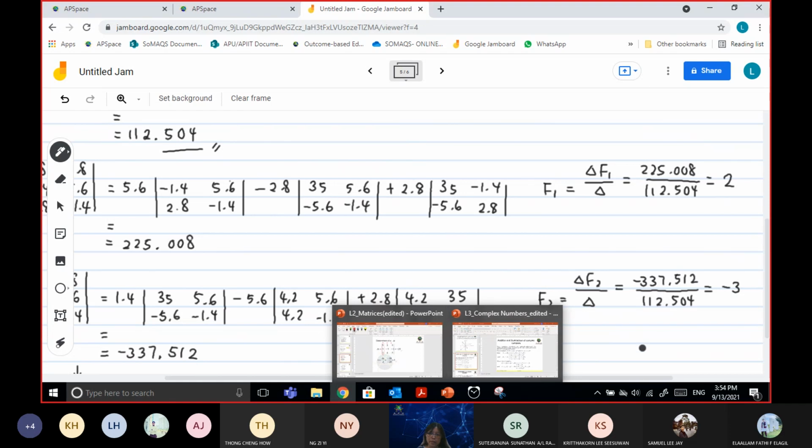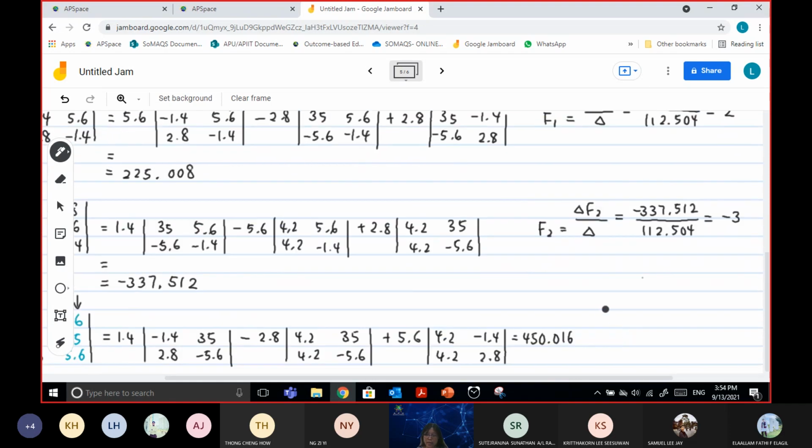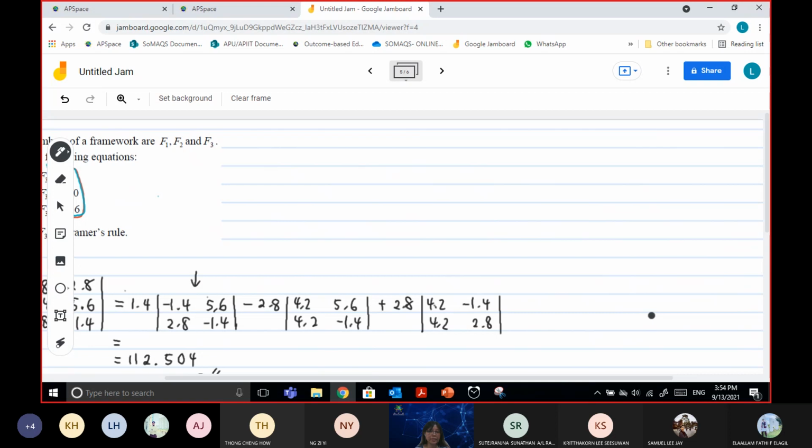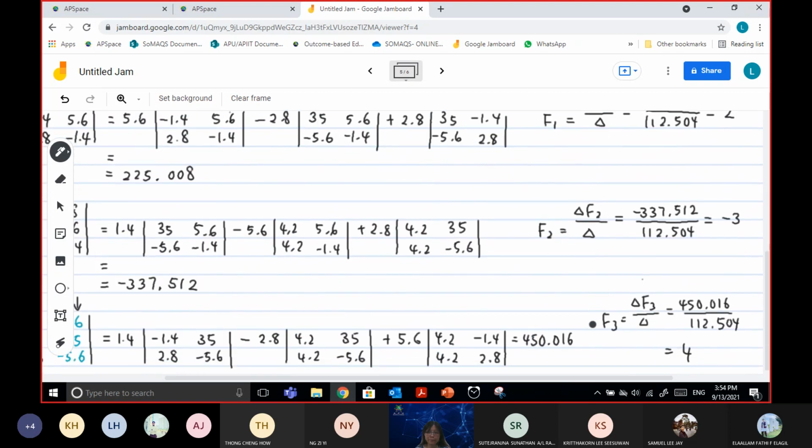And the third one, F3. F3 equals determinant F3 divided by determinant. So 450.016 divided by 112.504. So your answer is, last one, positive 4. So that's the way of doing it. Is that okay?